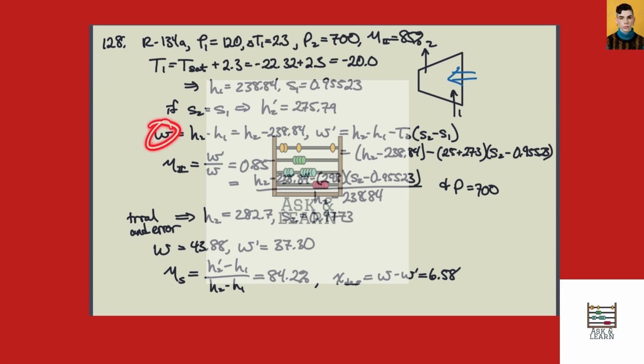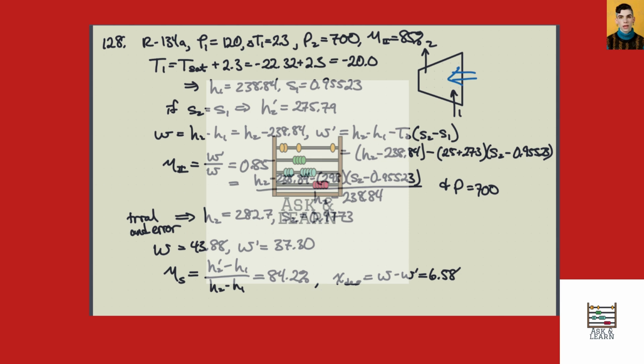Now, the specific work in the actual case is the actual exit enthalpy minus the inlet enthalpy. So we don't know this yet, but in the isentropic case, or the ideal reversible case, again, because we have no heat transfer, this is all well insulated, we have the reversible work out, we need to tack on this term here.